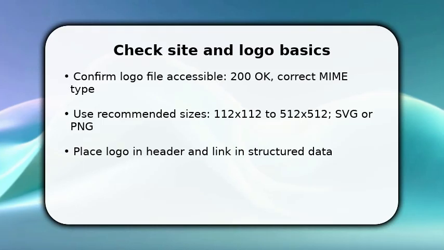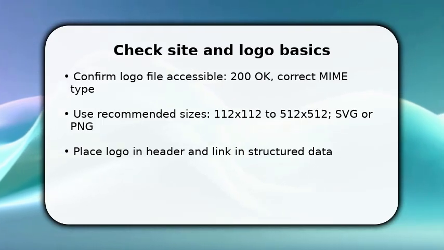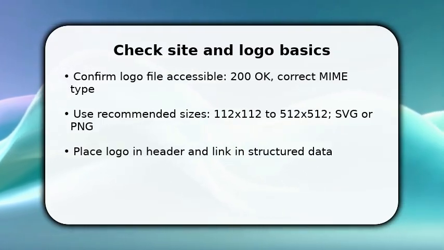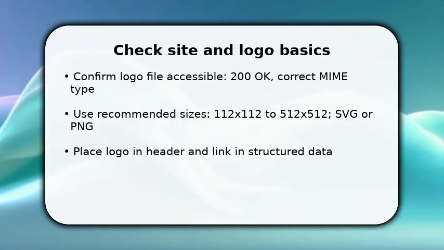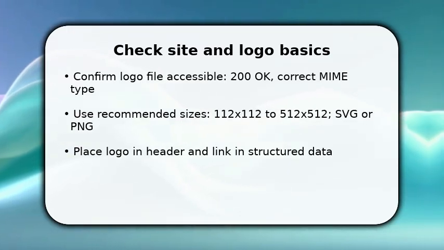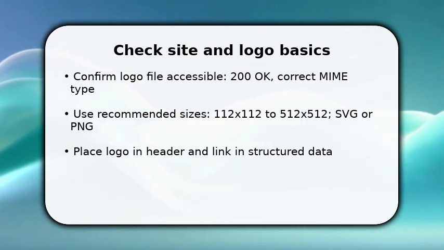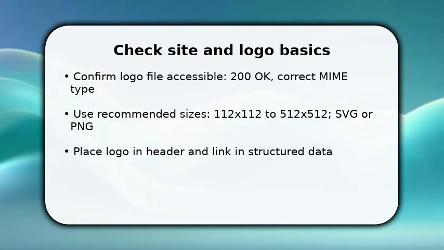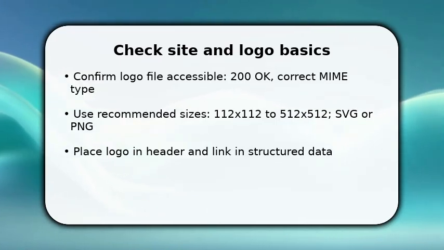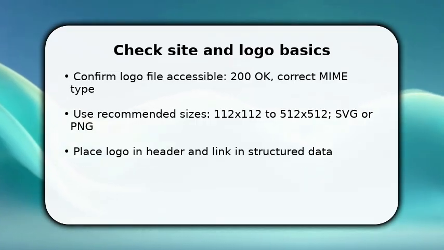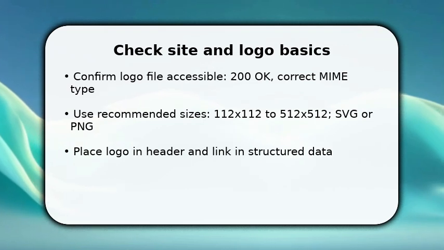You'll start by verifying the simplest but crucial items so Google can even find the logo. First, open the logo URL and make sure it returns 200 and serves the correct MIME type, otherwise bots can't fetch it. Next, ensure the image dimensions match recommended ranges and prefer SVG or PNG for clarity. Finally, add the logo visibly in your header and reference it in your site's structured data. These steps get you past blocking issues and prepare for indexing.